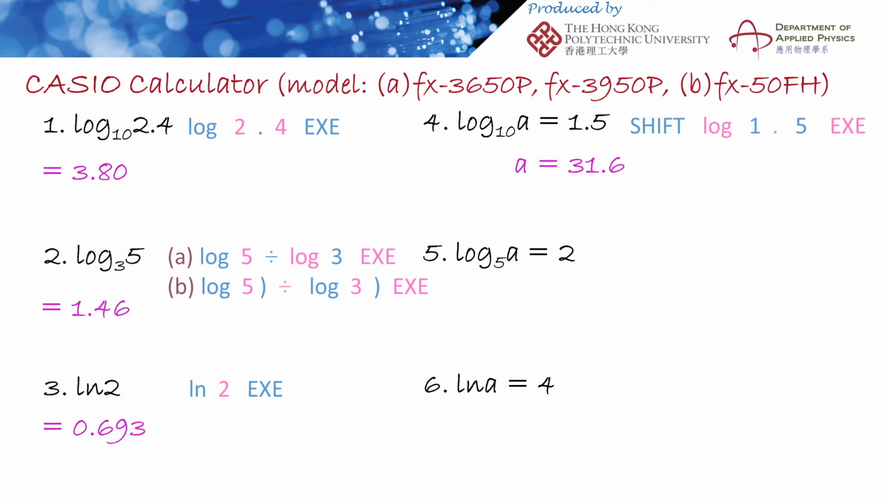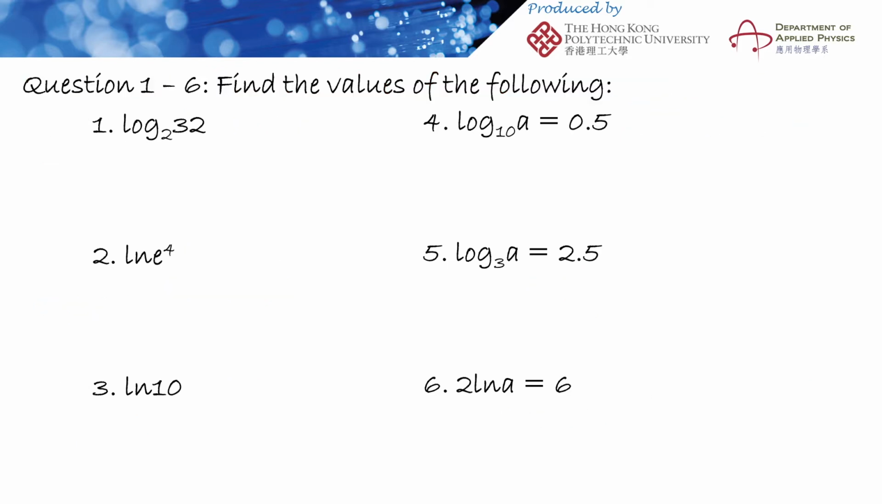For question 5, the base is not 10, so properties of logarithms are to be applied. A is equal to 5 squared, and the answer is 25. For question 6, we see natural log again. Just like question 4, add a shift button, and the answer can be obtained by entering shift natural log 4 and EXE. You may try to use a few minutes to do question 1 to 6.